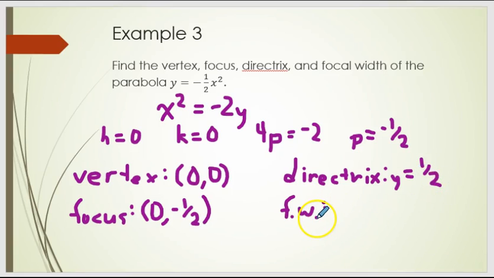And the last piece here, we're doing the focal width. That's the absolute value of 4p. Well, this time 4p was a negative number. It was negative 2. So if you take the absolute value of negative 2, don't forget to flip the sign. That means that this parabola is a length of 2 across, passing through this coordinate. So that's it for the examples on how to find these component parts, the vertex, focus, directrix, and focal width of a given parabola.